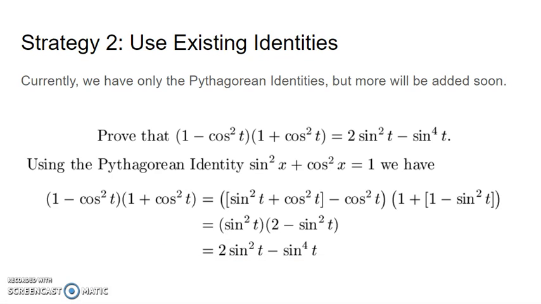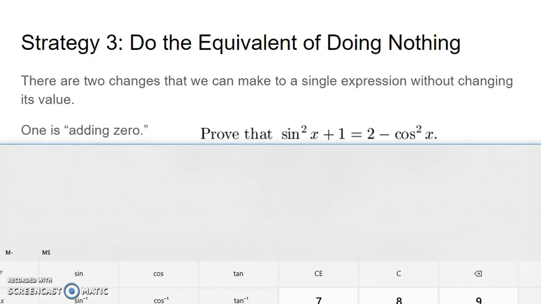So this is a totally valid strategy that could be used to clean up expressions to prove new identities. You can use known knowledge to find new knowledge. That's a very mathematical thing. Also, a very mathematical thing would be doing nothing. And I say that rather cutely, but if you never change the value of an expression, you can do whatever you want to it. There's two ways to go about that.